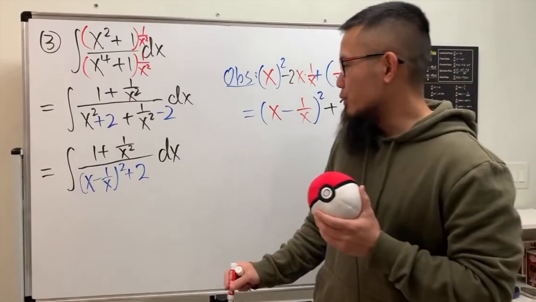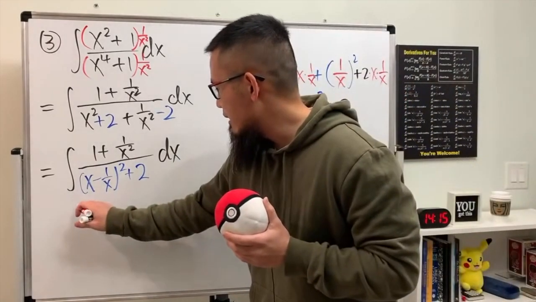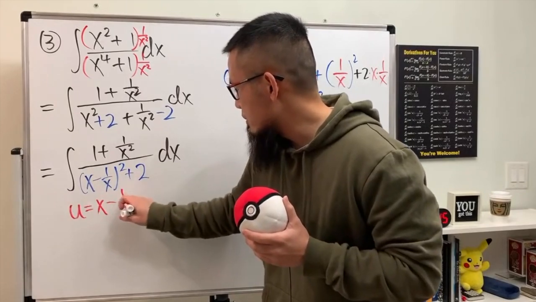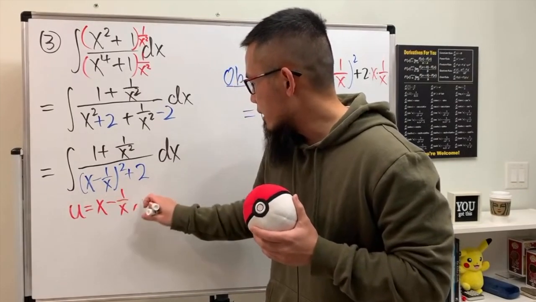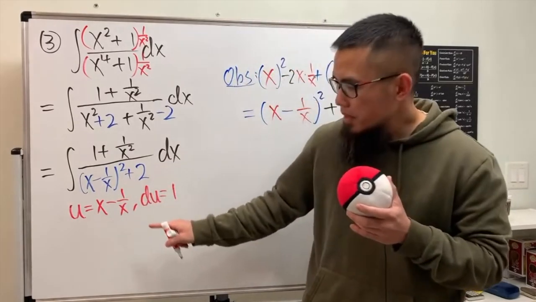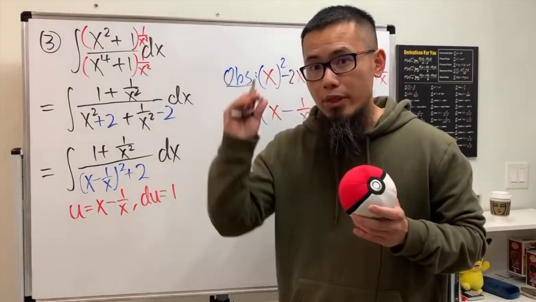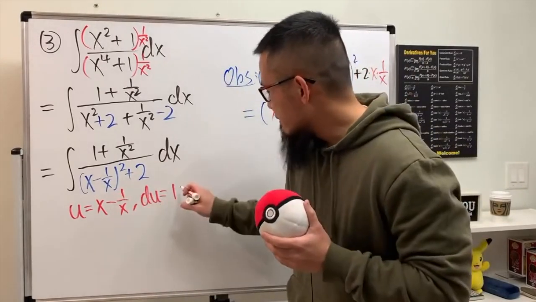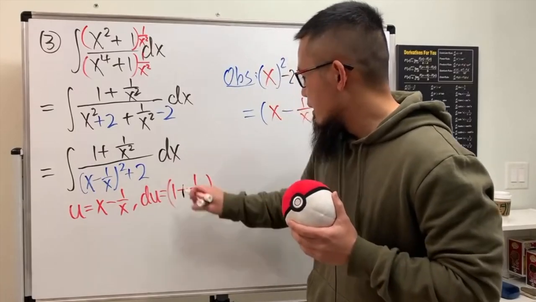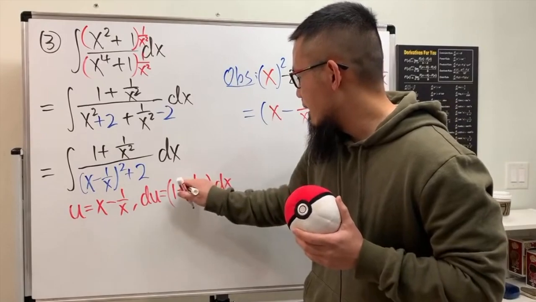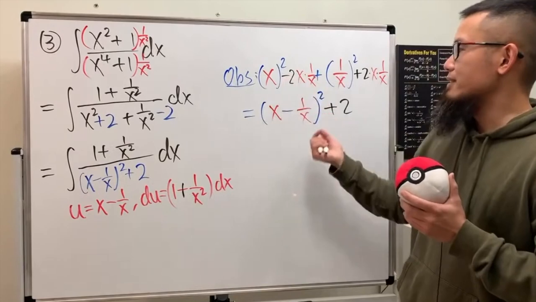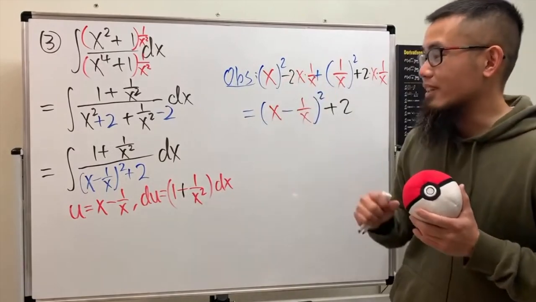Right here, we are going to do a u-sub. Let u equal the inside, which is x minus 1 over x. And then differentiate that real quick. We get du equal to 1, and the derivative of 1 over x is negative 1 over x squared. Negative times a negative gives us the positive, and then we have the 1 over x squared, and then the dx. And see, that's exactly what we have on the top. That's why earlier we chose to minus instead of plus, so that this works out very nicely.